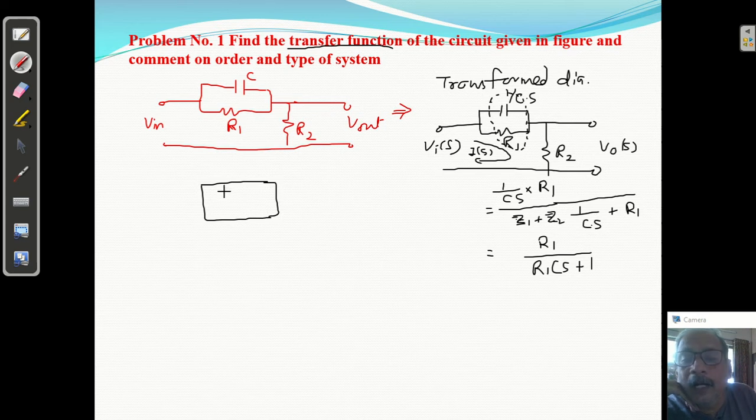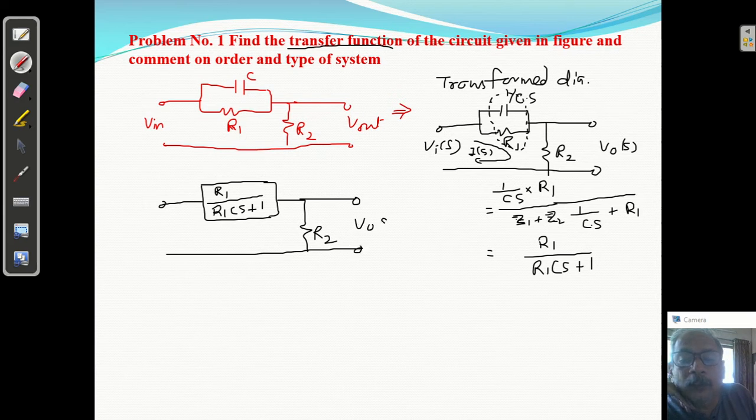This value is R1 upon R1 CS plus 1. This is R2. This is V out of S. This is V in of S. And this is one loop, I of S. So from here, what is the value of V out of S? It is equal to the voltage across here. How much is it? I of S into R2. So V out of S equals R2 into I of S.